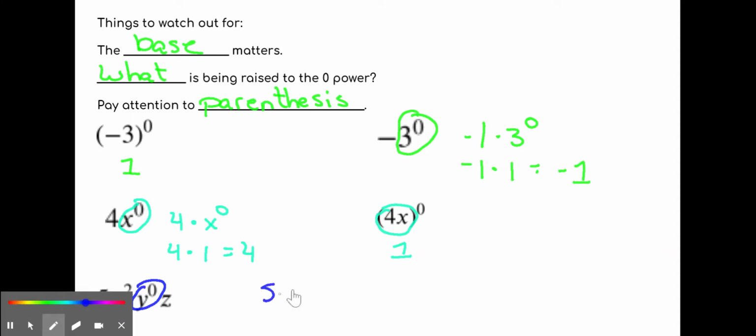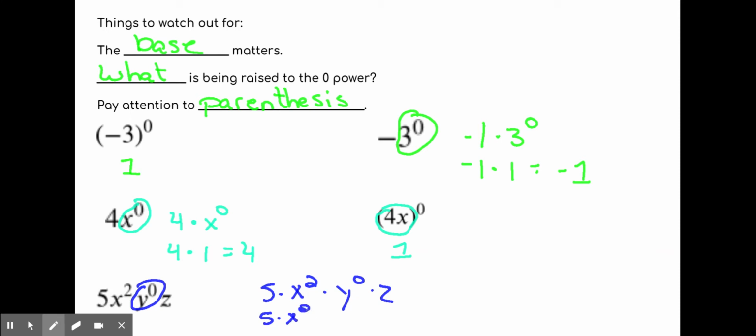So like I said, this is 5 times x squared times y to the 0 times z. Well, none of this is going to change except for the y to the 0. The y to the 0 is 1. And so what happens is I end up with 5x squared z, because y to the 0 is 1. So all of that times 1 is just what's left.